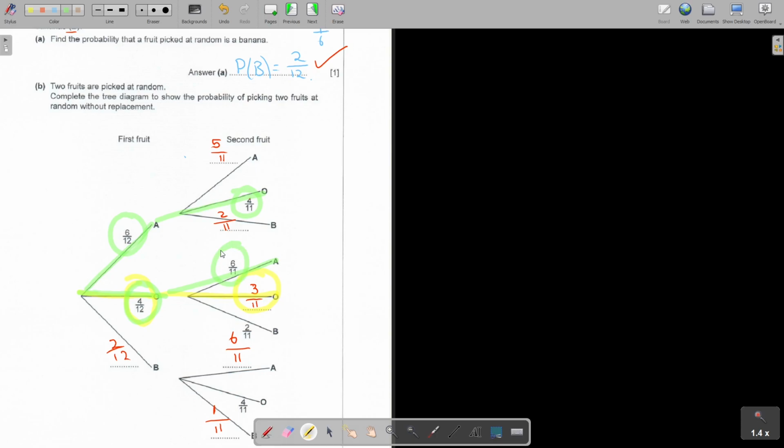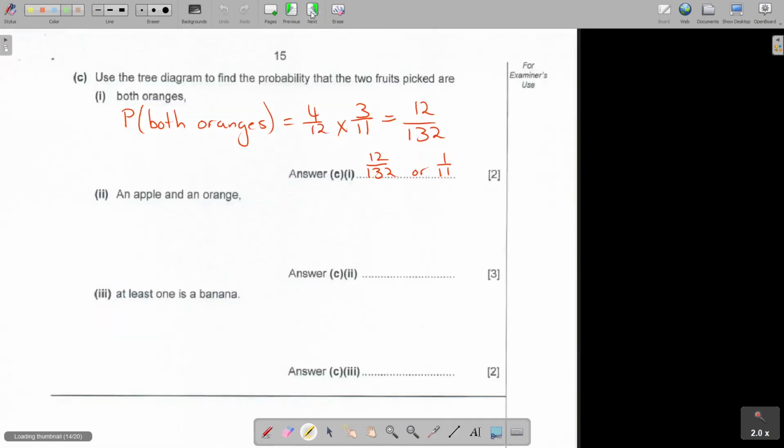And then don't forget, over the branches, what do I do? Add. In the branches, what do I do? Multiply. So let's go to the next one. So it's going to be, okay, I can write in blue actually. So probability, apple and orange, you can just call it the O also. I think it's better that we just call it like this.